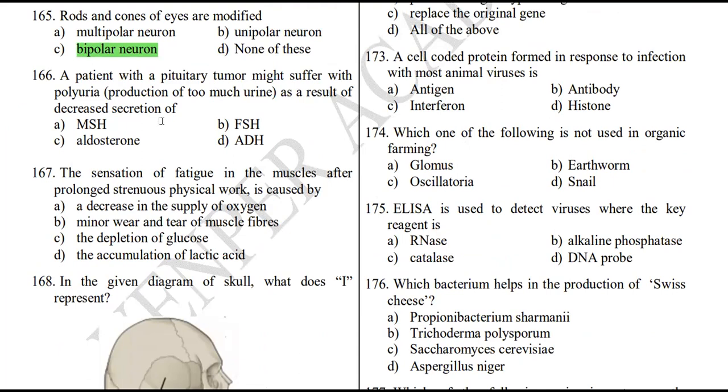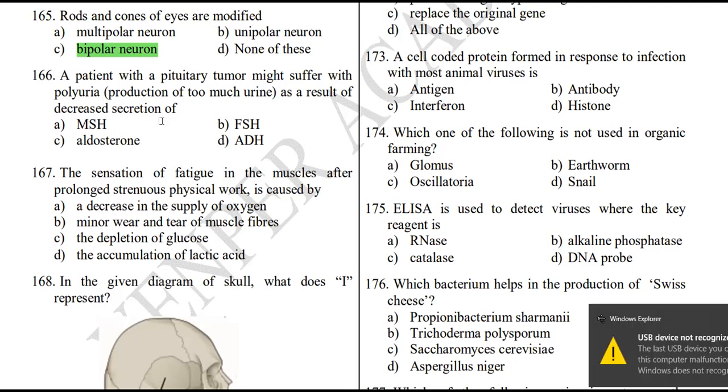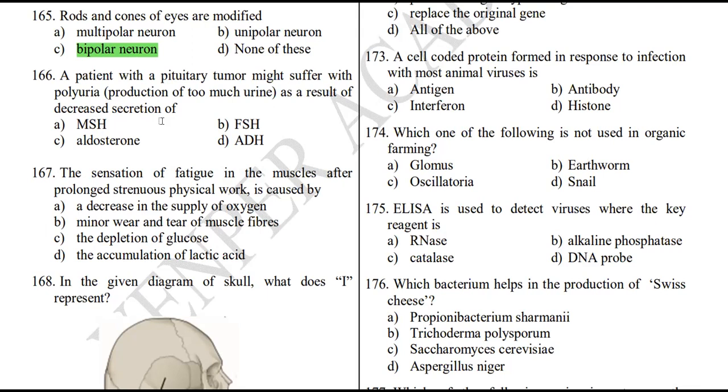Okay, next question 166. Suppose a person is suffering from a pituitary tumor. Okay, so what exactly happens is the anterior part of the pituitary or posterior part of the pituitary is very, very important. They are the ones which send many hormones. So if the pituitary is damaged, what would have happened? Those kind of people will be having polyuria. They urinate more. Why? Because the pituitary is the one which stimulates the ADH. Okay, ADH is nothing but the anti-diuretic hormone.